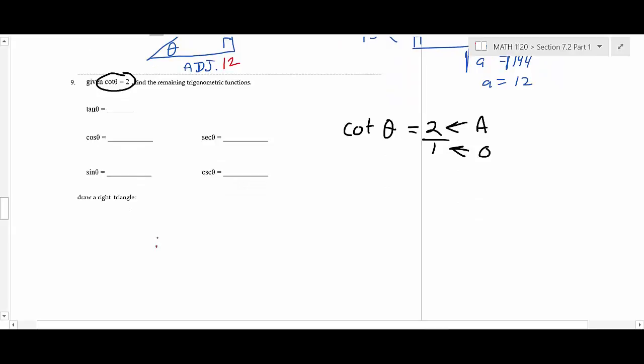So let's go ahead and do this. Let's draw a triangle, and then I'm going to let you finish this one. So theta is here, and the side adjacent would be 2. That's your side adjacent. The opposite would be 1. And then you need to figure out the hypotenuse. All right, so now you're on your own. Just go for it.